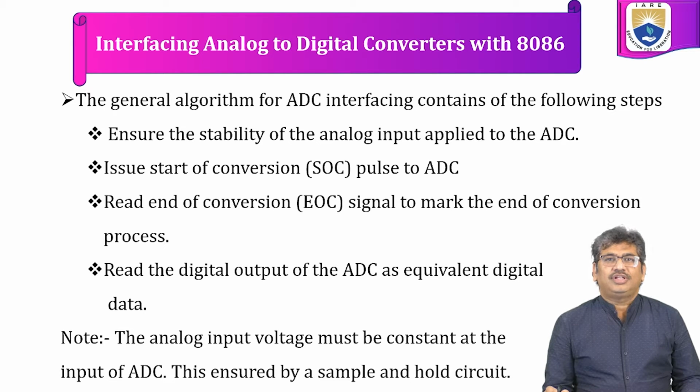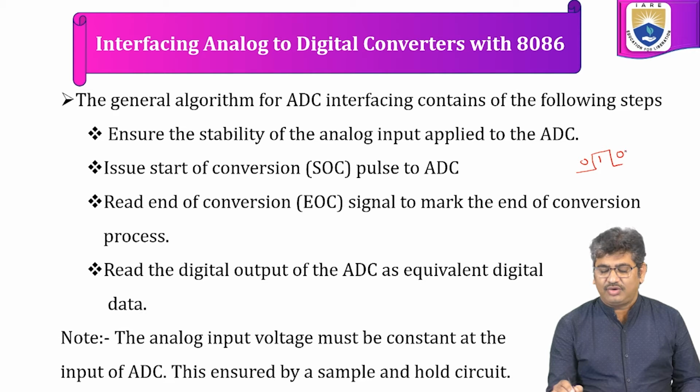So for the conversion, first we have to issue a start of conversion pulse to the ADC. First we pass the value 0, then a pulse 1, then we have to give 0 for start of conversion. Upon receiving the SOC signal as this pulse, the conversion takes place by the ADC which we are taking for interfacing with the 8086 processor.